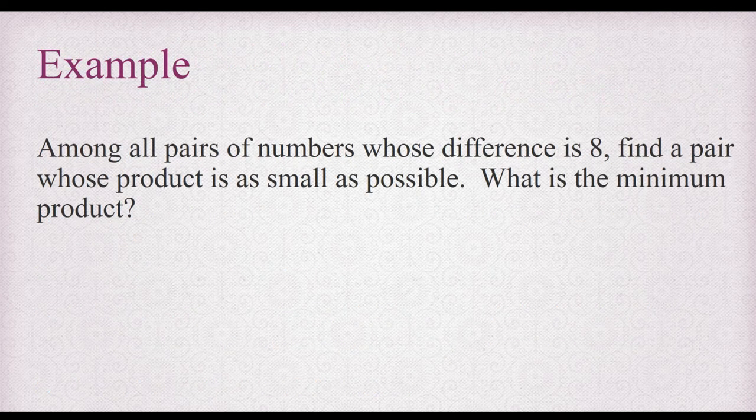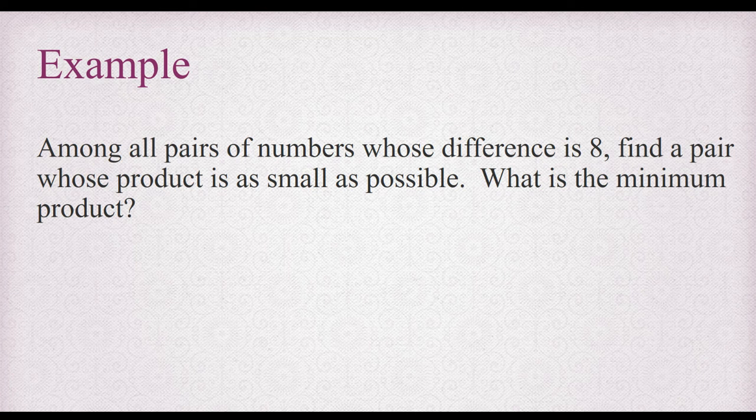Okay, so here's our first example. It says, among all pairs of numbers whose difference is 8, we want to find a pair whose product is as small as possible. What is the minimum product? All right, so we're talking about two different numbers. So that's why originally we're going to have two different variables representing each of those numbers.